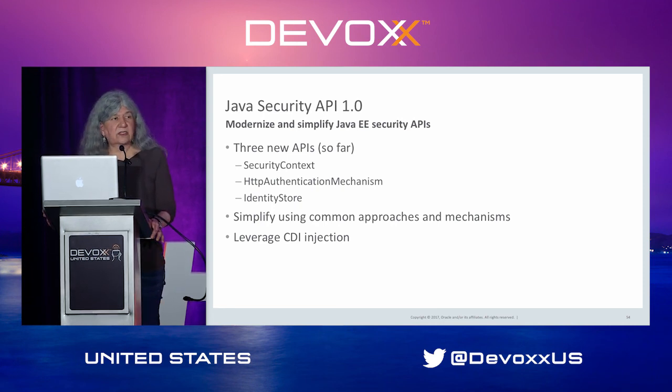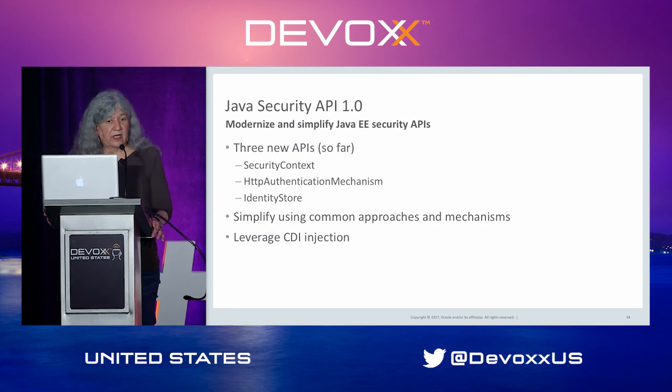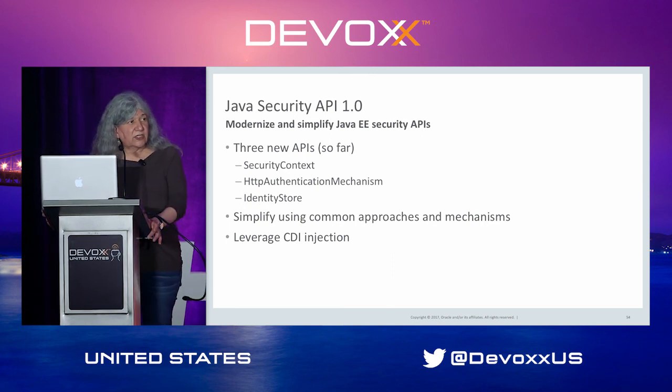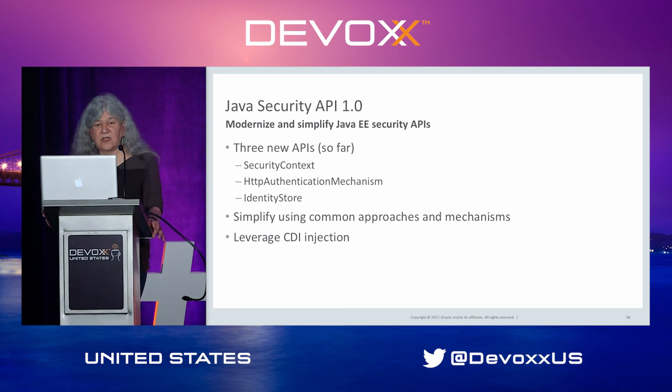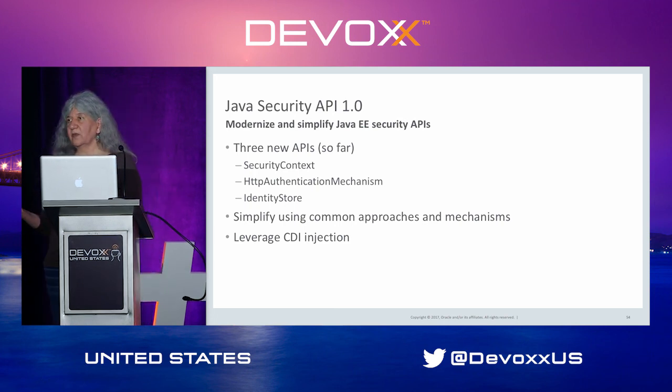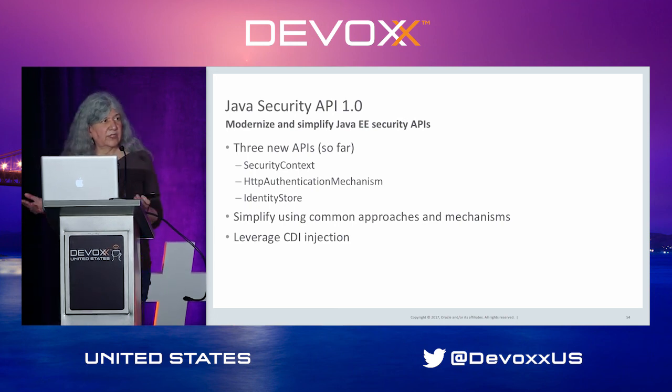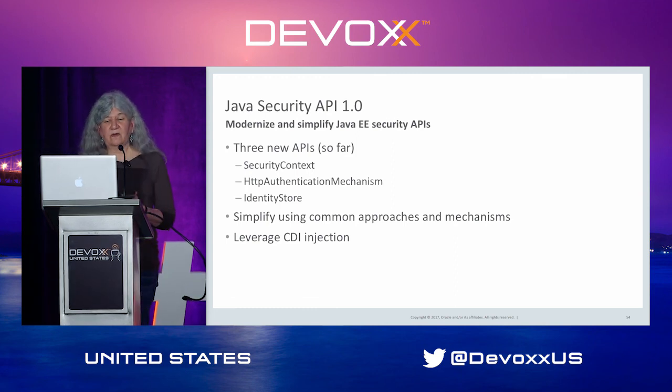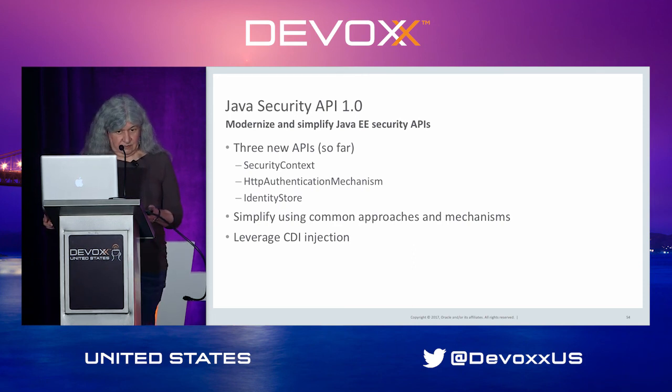It introduces 3 new APIs so far: Security Context, HTTP Authentication Mechanism API, and an Identity Store API. So some of these are trying to simplify by using common approaches and mechanisms, or to take the more complex APIs and remove them from the developer view where possible. And it allows you to leverage CDI injection to do this.